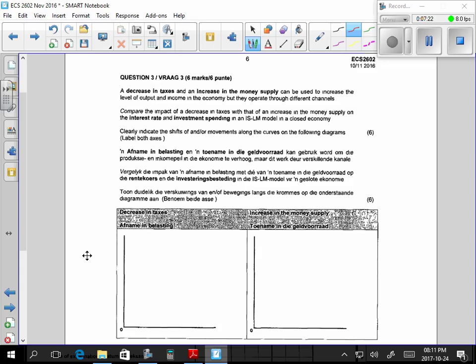Compare the impact of a decrease in taxes with that of an increase in money supply on the interest rate and investment spending in an ISLM model in a closed economy. ISLM, for a closed economy, you only draw the one ISLM model. Clearly indicate the shifts of and or movements along the curves in the diagrams.